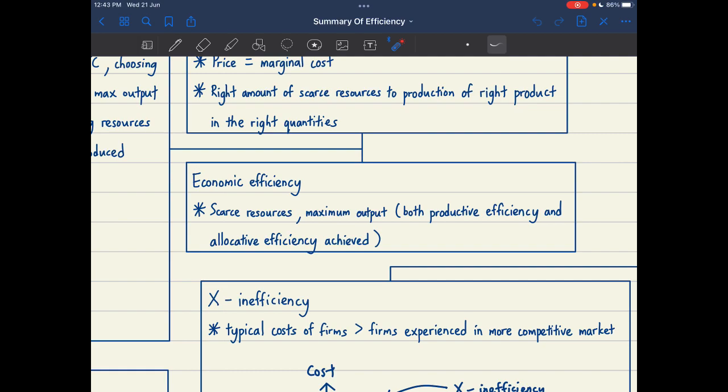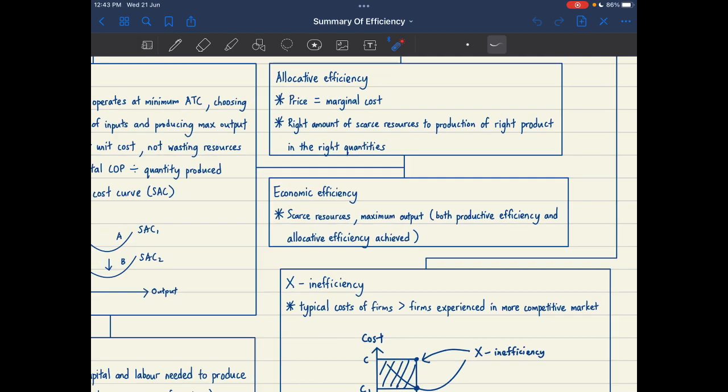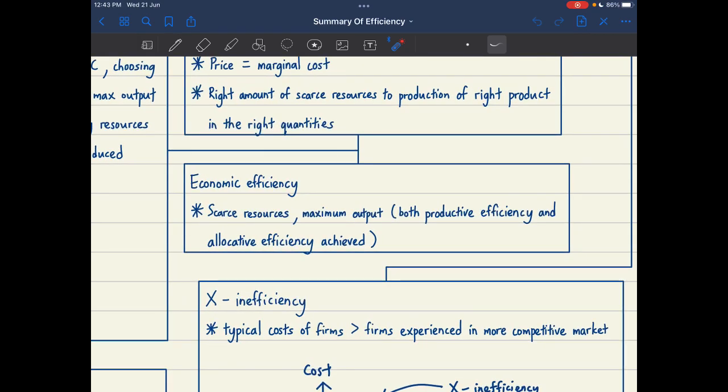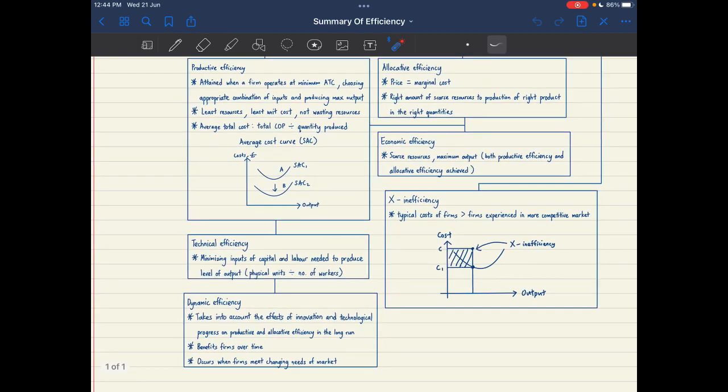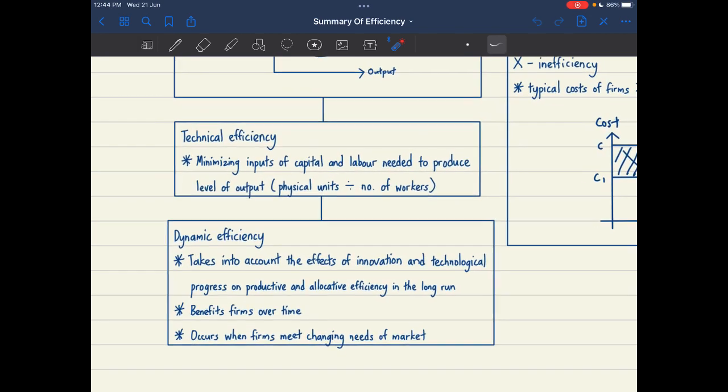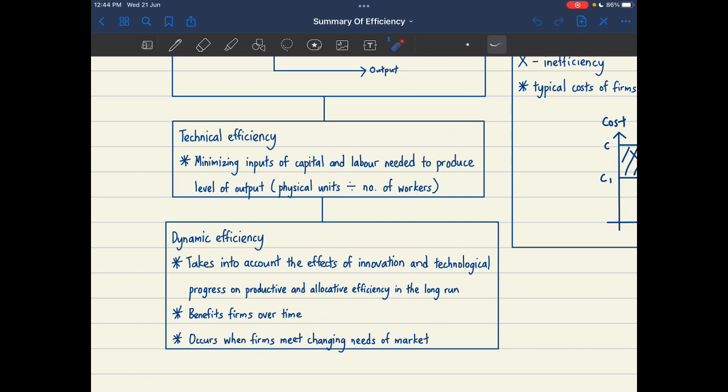I'll be able to produce it at the lowest point on the SAC curve, and at the same time sell it at the lowest price possible to the consumers. Right. So that will be for both productive efficiency and allocative efficiency. Under productive efficiency, we have two other efficiencies, which are technical efficiency and dynamic efficiency.